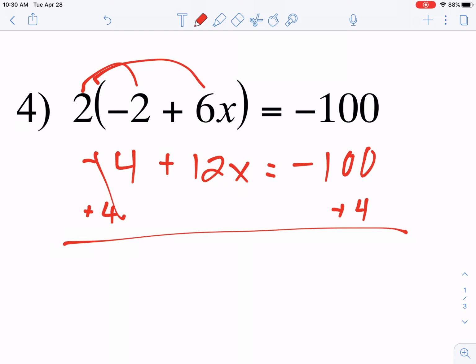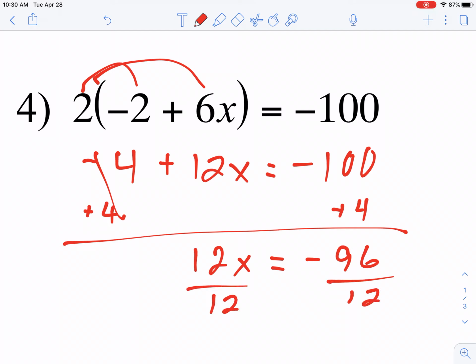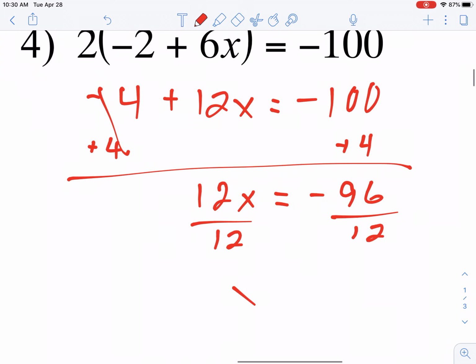12, these cancel out. 12x drops down. Negative 100 plus 4 is negative 96. Divide both sides by 12 so we can get x by itself. We get x is equal to negative 8 because a negative divided by a positive is negative. Again, you're more than welcome to use Desmos. Don't forget to enter just negative 8 into Canvas.